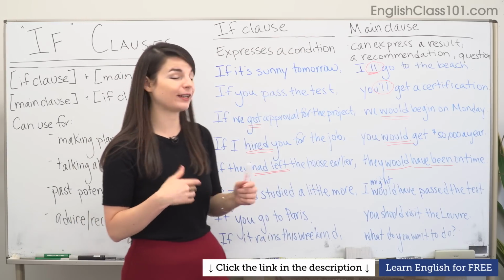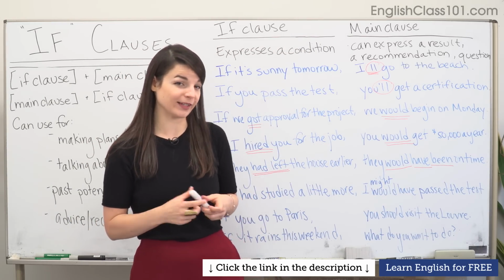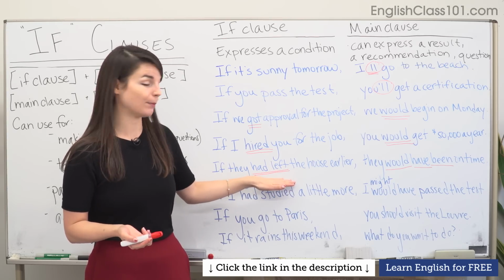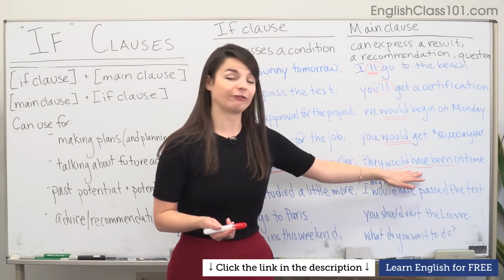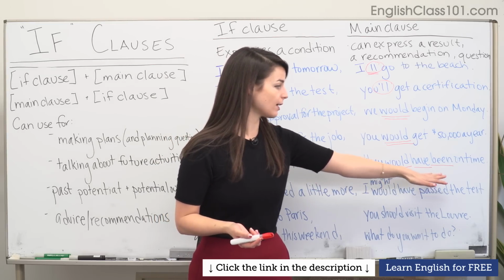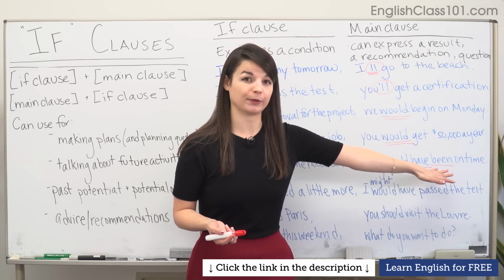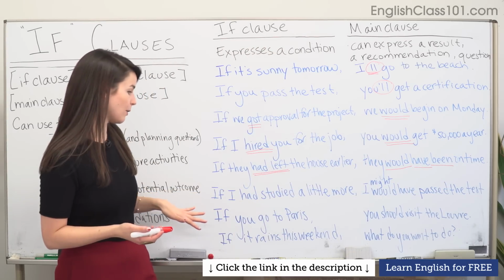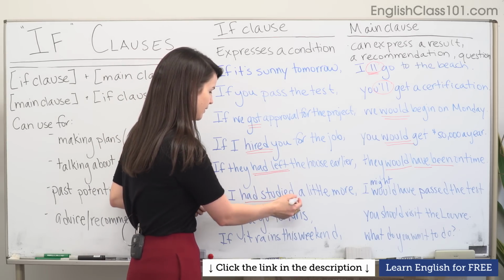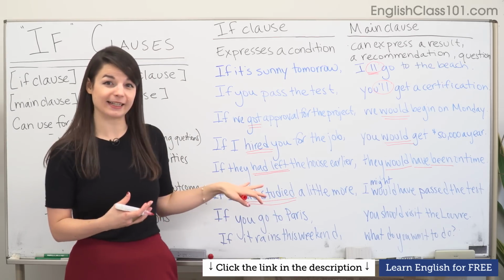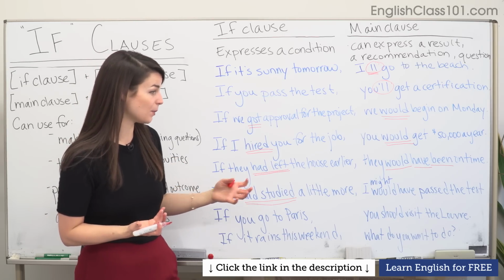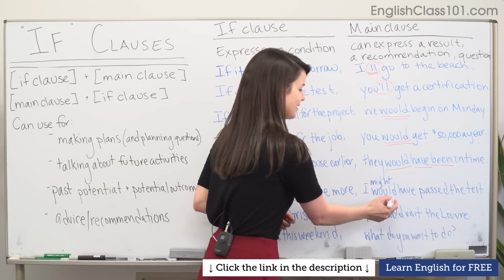We have created a more complex grammar sentence. This shows if something had been different in the past, a different outcome would have resulted. We need to use would plus our have been, for example, in this case. Let's take a look at one more sentence. If I had studied a little more, here's our verb phrase. If I had studied, so I did not study very much. If I had studied a little more, I would have passed the test.